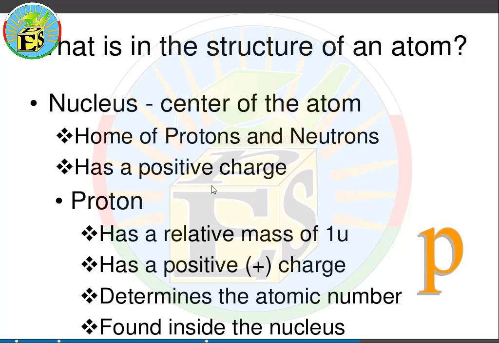The nucleus, the center of the atom, is formed of protons and neutrons and has a positive charge. A proton has a relative mass of 1 unit, has a positive charge, determines the atomic number, and is found inside the nucleus.